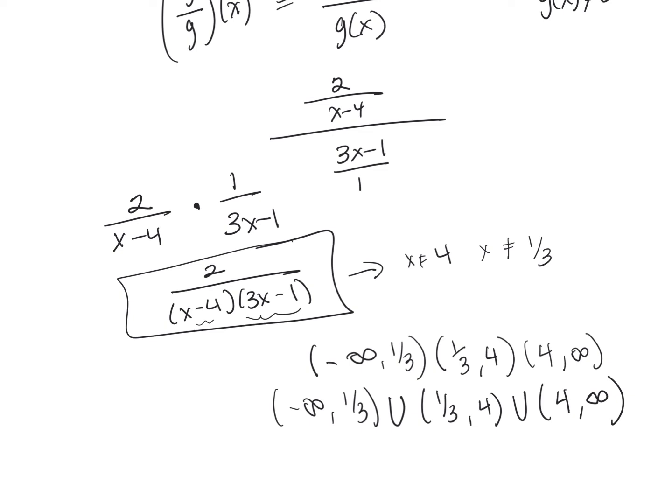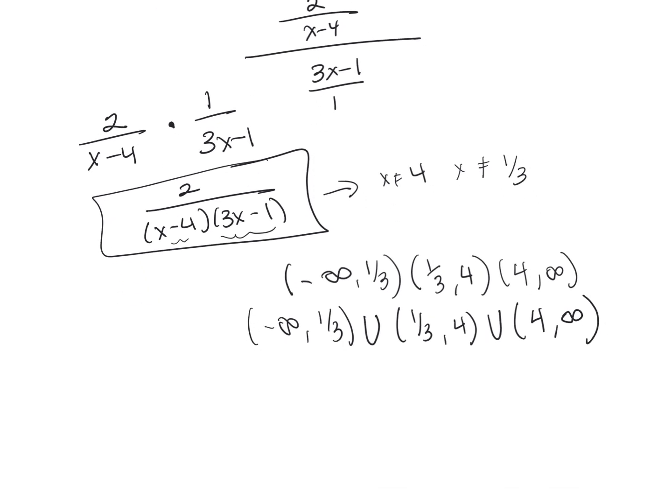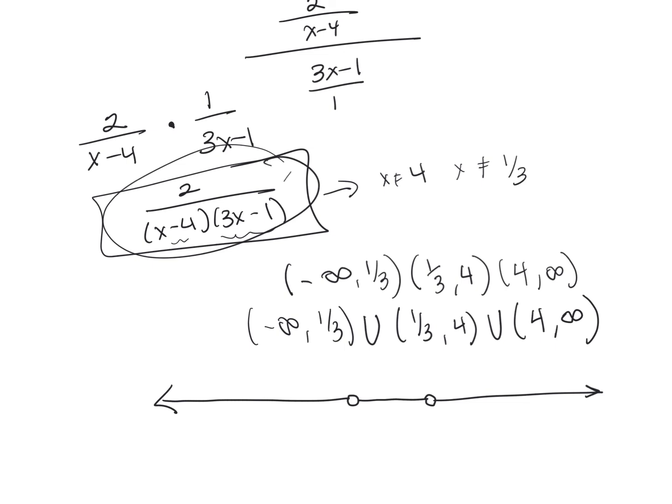So why do we need to put the 1/3 and the 4 in the middle? See how I don't have brackets here? No brackets means that number's not included. So that's basically saying go all the way up to 1/3, skip 1/3, go up to 4, skip 4, go to infinity. The only places that this function has a problem is at 1/3 and 4.